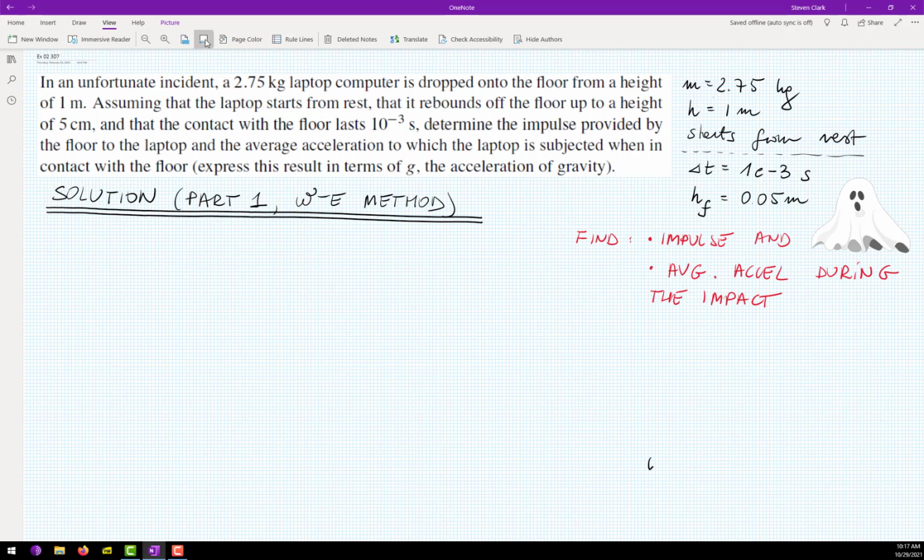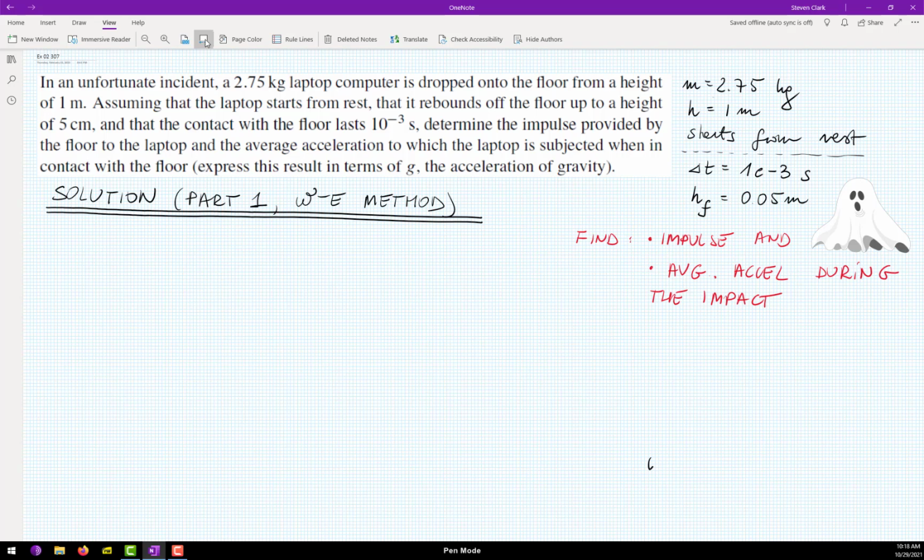So we have a laptop that we will model as a particle. We just drop it on the floor and it rebounces off of the floor, yes? And they ask us to find the impulse acting on the particle and the average acceleration during the impact.